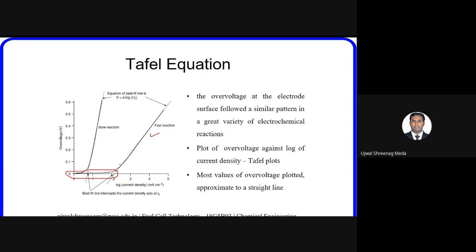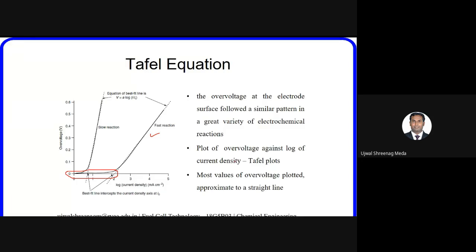Up to a certain current density, for the fast reactions, the overvoltages are almost negligible. Only at very high current densities is the overvoltage visible in the case of fast reactions. So that is one observation. And later, we shall try to extract more information from these plots when we learn more about these activation losses.